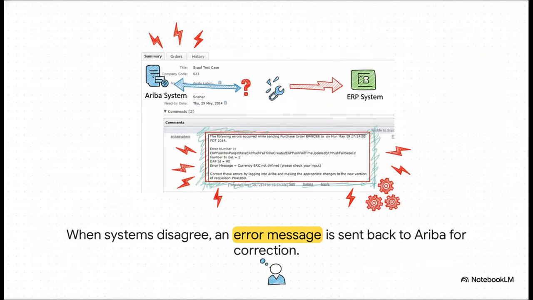But what happens if that call and response fails? What if the systems disagree? Say the data Ariba sent violates a rule in the ERP, maybe an invalid currency code. Well, the ERP doesn't just silently reject it. It sends a specific error message back to Ariba. The system clearly states the problem, pushes the PO back into a requisition state, and pings the user to let them know they need to fix it. This feedback loop is just essential for keeping your data clean.